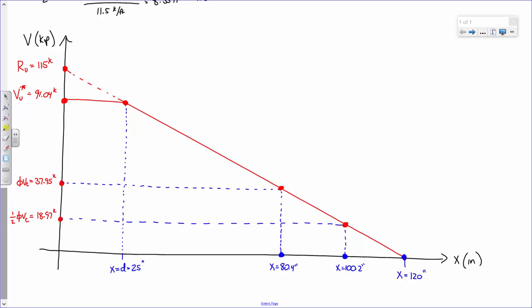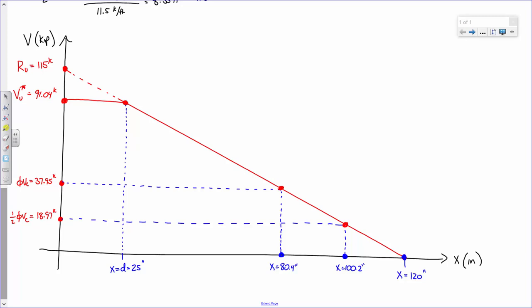Yes. What's the advantage of doing this in inches rather than feet? That's a great question. Why are we doing it in inches instead of feet? The answer is our stirrup spacing increments are in inches. We use S is 4 inches, S is 8 inches, S is 10 inches. So keeping this in inches makes it easier from that standpoint.